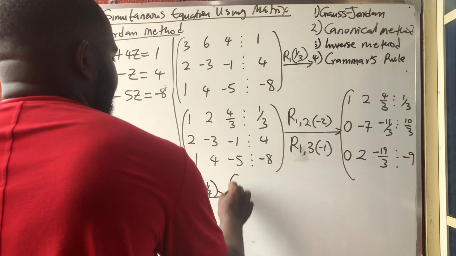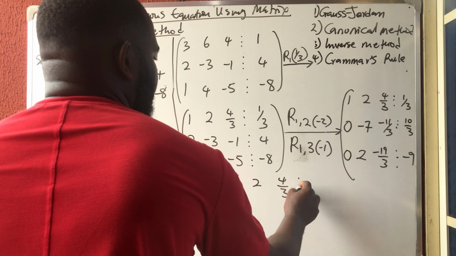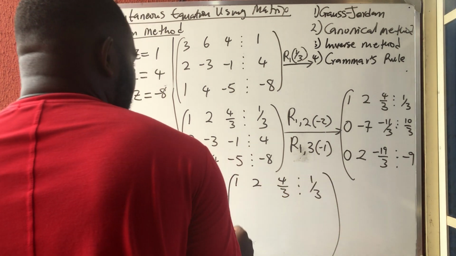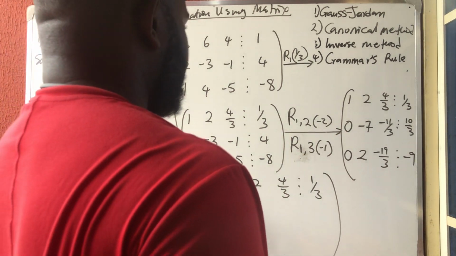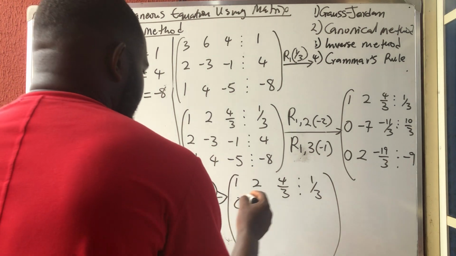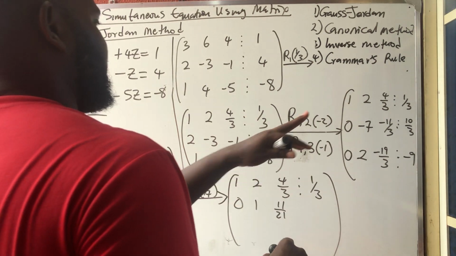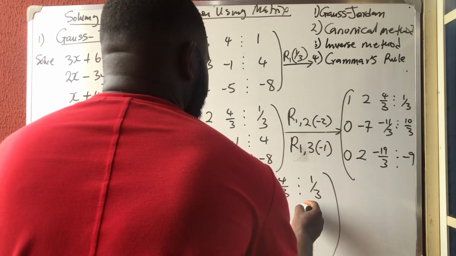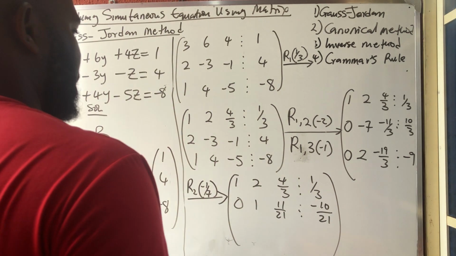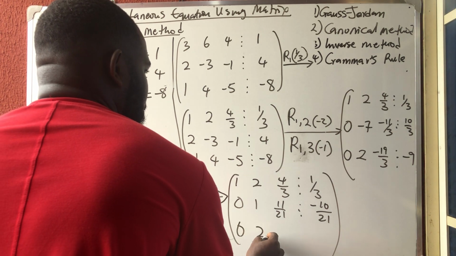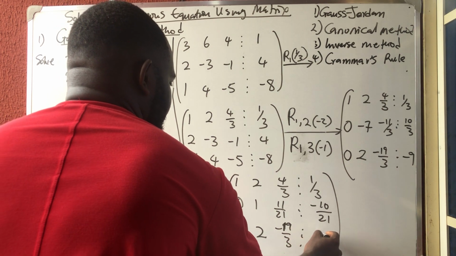Okay, so we have that: leave row 1 the way it is, 1, 2, 4 over 3, 1 over 3. Then we're having 0 here. Now this time this is just 1. This time this will give you 11 over 21, because 1 times 11 is 11, 7 times 3 is 21. This time this will give you minus 10 over 21. So leave the other one the way it is, 0, 2, minus 19 over 3, dot, dot, dot, minus 9.